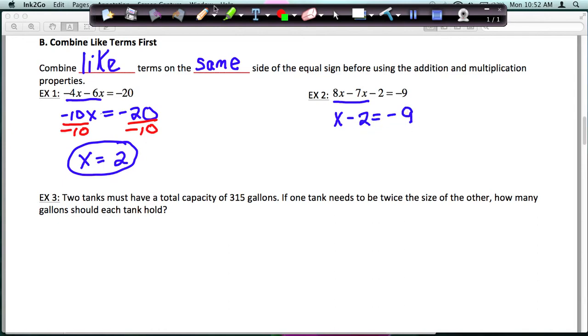Okay, now I want to get x by itself, so I look at the term next to it, which needs to be moved, so that's a minus 2. So I'm going to add 2 to both sides of the equal sign. And when I do that, I get, these cancel, x equals negative 9 plus 2 is a negative 7.